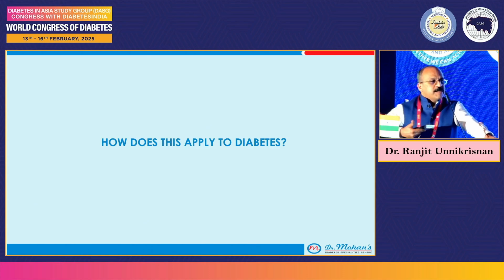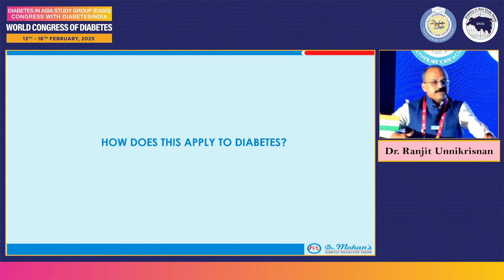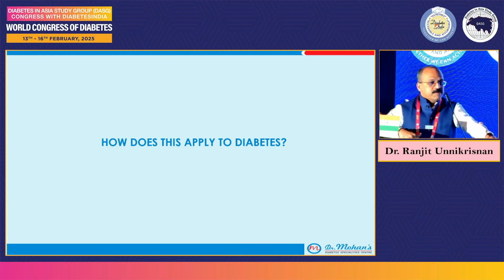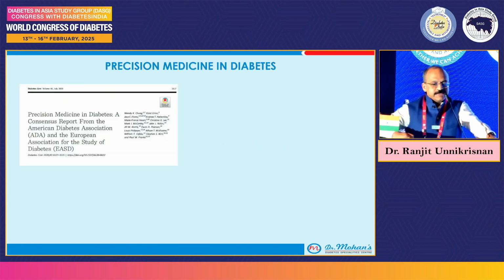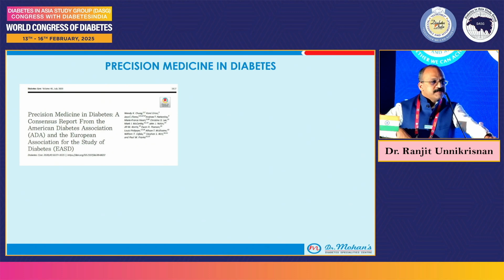Precision medicine has been applied for a long time, much longer than you think. Probably the earliest example of precision medicine I can think of is in blood transfusion. We don't give the same blood to everyone, isn't it? You type the blood, cross match the blood, and only give the matched blood. But it's only recently that the concept of precision medicine has become important in diabetes.